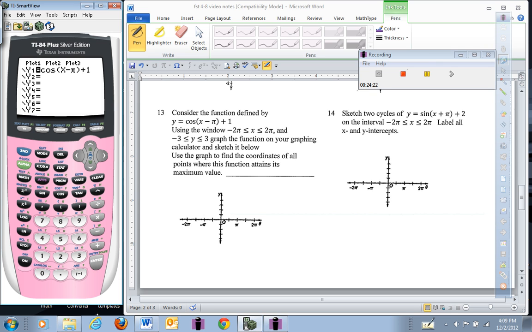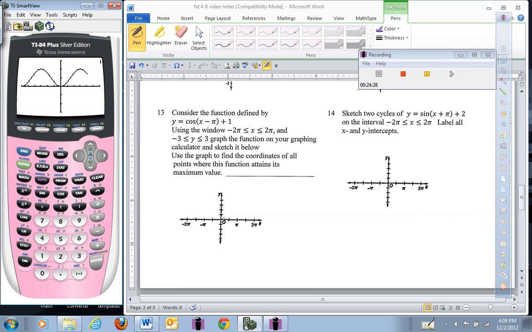All right, so we've got the cosine of x minus pi plus 1. Okay, let's put my window set on negative 2 pi to 2 pi, that'll work. The problem is I need a little more room at the top and the bottom, don't I? So it says go negative 3 to 3. So here's our graph. All right, it looks like 2 mountains, doesn't it?